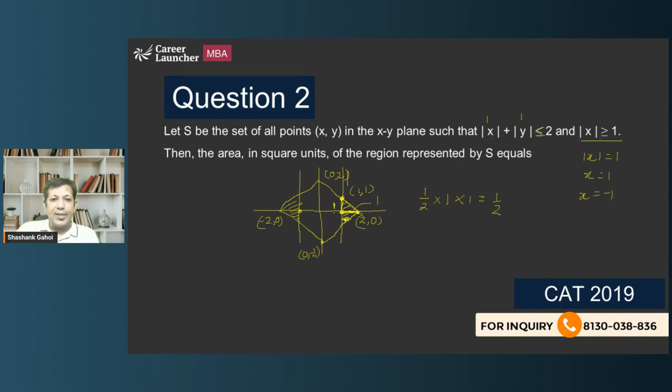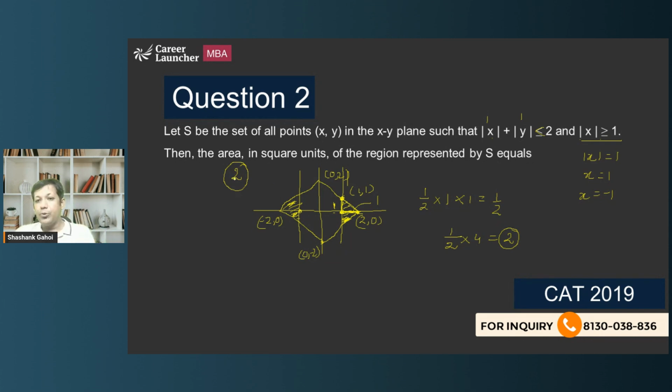Now what is this area? The bottom area is also going to be 1 by 2. This area is also 1 by 2, and this one too. So what is the total area? That is going to be 1 by 2 into 4, because you have 4 such areas. So the overall area comes out to be 2. So the answer of this question becomes 2, and that's the approach for these kinds of questions.